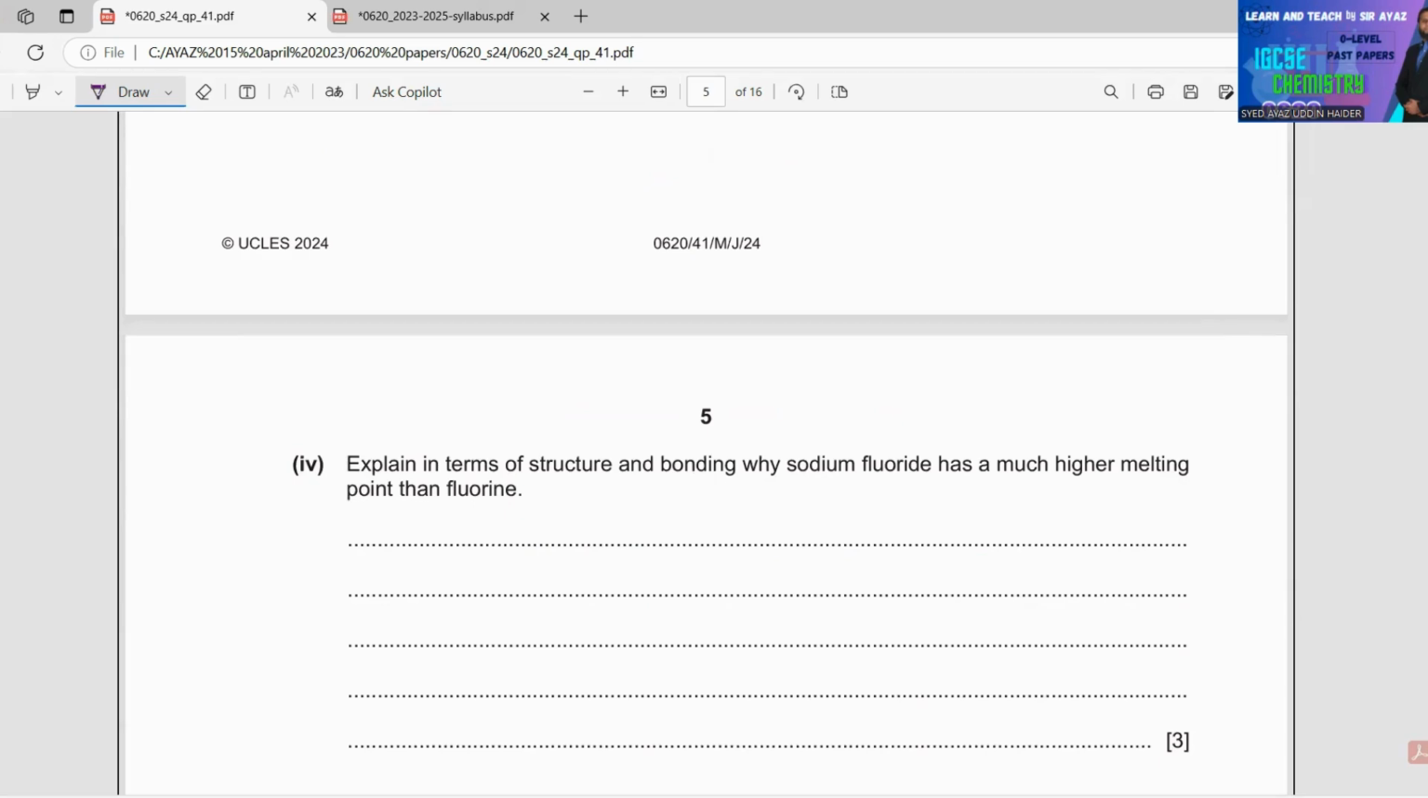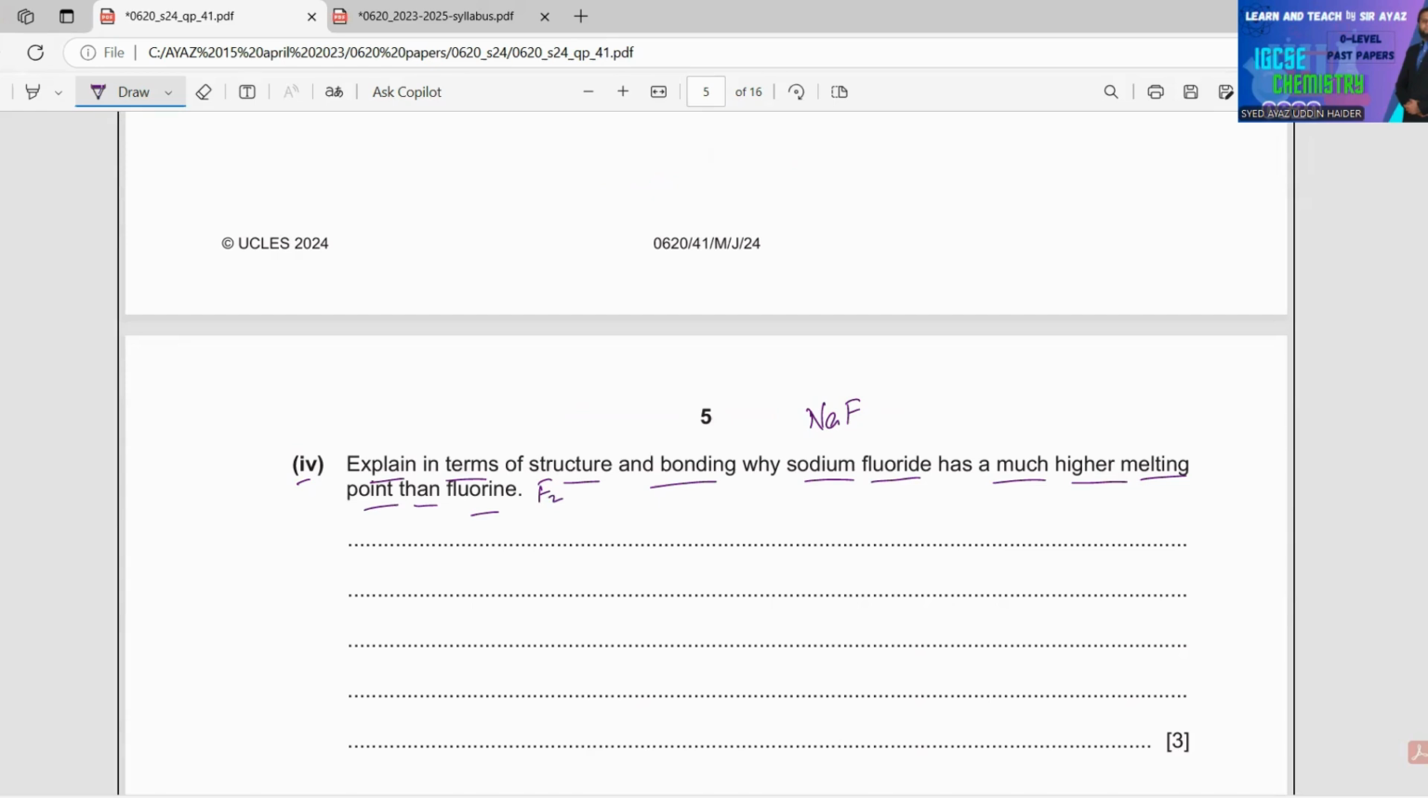Write down the melting point and boiling point. Part 4. Explain in terms of structure and bonding why sodium fluoride has a much higher melting point than fluorine. Sodium fluoride is NaF and fluorine is F2.